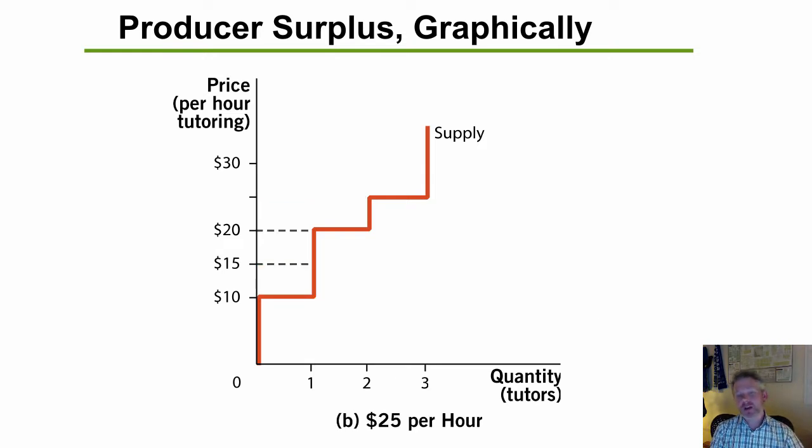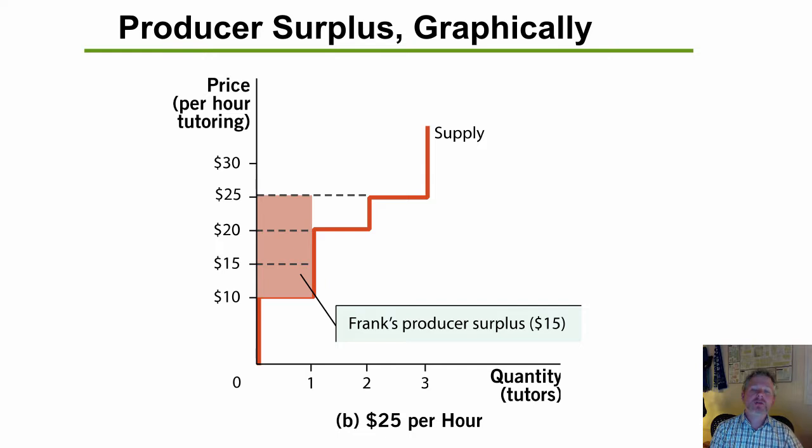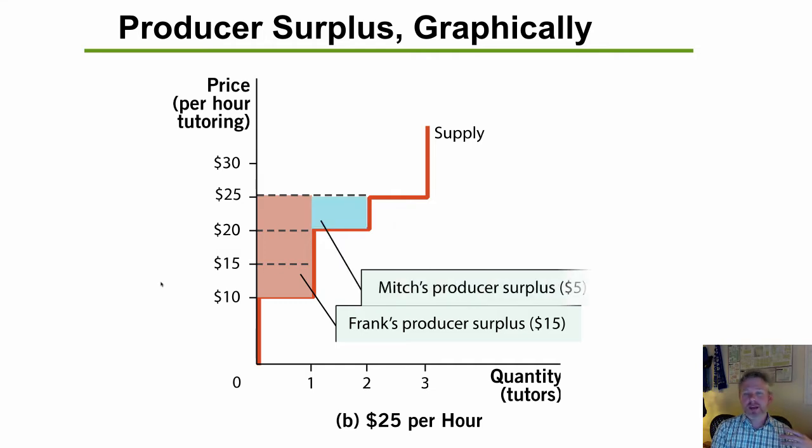What about at $25 an hour? Well, at $25 an hour, Frank's producer surplus is $15. Again, his willingness to sell is $10, and if the market price is $25, he gets a huge surplus of $15 per hour. This also brings another person on board, who now has a price above their willingness to sell, and that's Mitch. Mitch's willingness to sell is $20, and the market price here is $25. So Mitch is willing to sell this good, and he receives a producer surplus of $5.